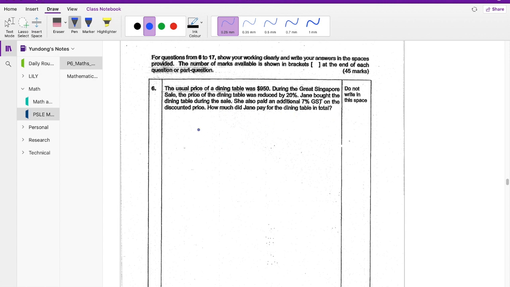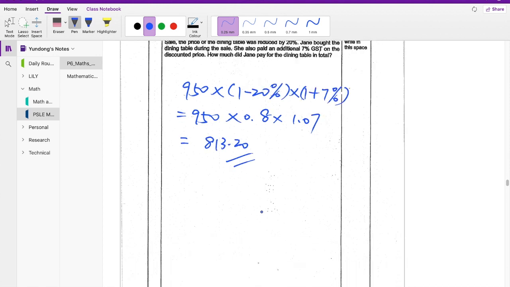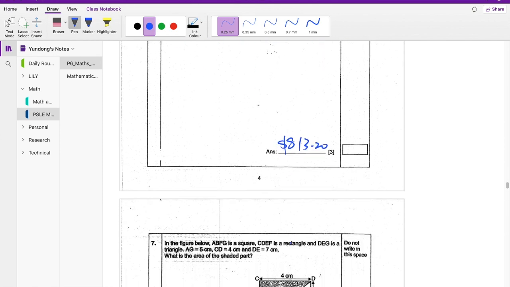So here is very straightforward. 950 times 1 minus 20% discount. Then for the GST, it's 1 plus 7%. So it's 950 times 0.8 times 1.07, which equals 813.20. So this is the answer. Don't forget about the unit you need to put here.